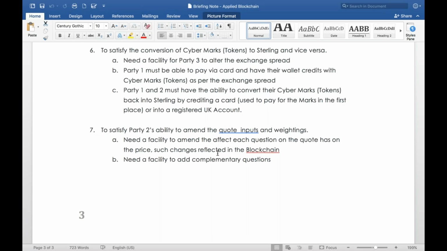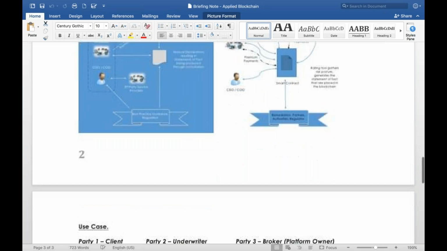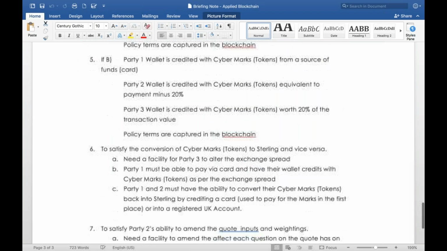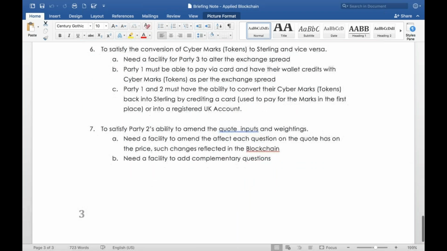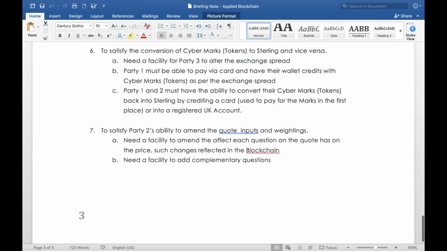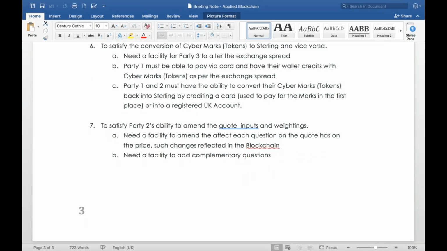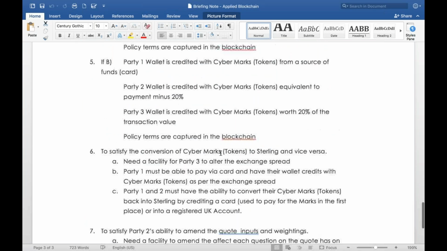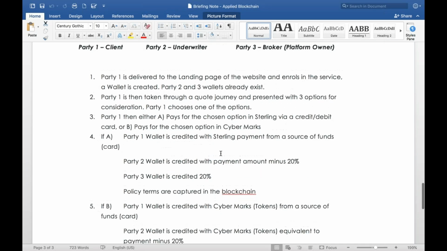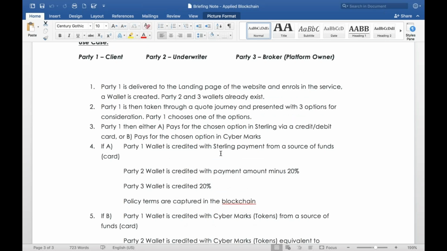So we're talking about the 7th point, right? Yeah. This is the most business-related point. The previous points are just about the basic workflow, how you pay on a website. Basically, there are 3 kinds of users of this portal: party 1 is a client, party 2 is an underwriter, and party 3 is a broker, right? They each have their own role, and they will see their own views.